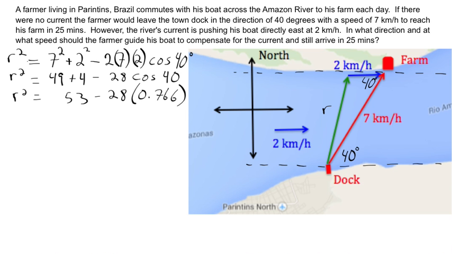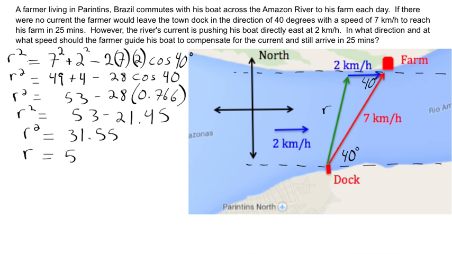We multiply this out. 28 times 0.766 is 21.45. This is 53. And we still have R squared waiting patiently on the left side. Do subtraction. We get a difference of 31.55. That's R squared. Take the square root of both sides. And R is equal to 5.62 kilometers per hour. All right?